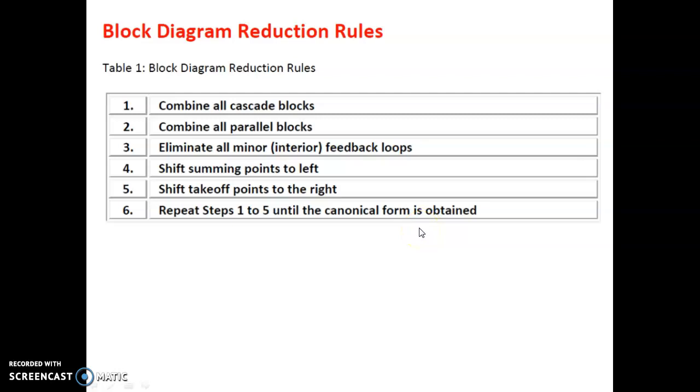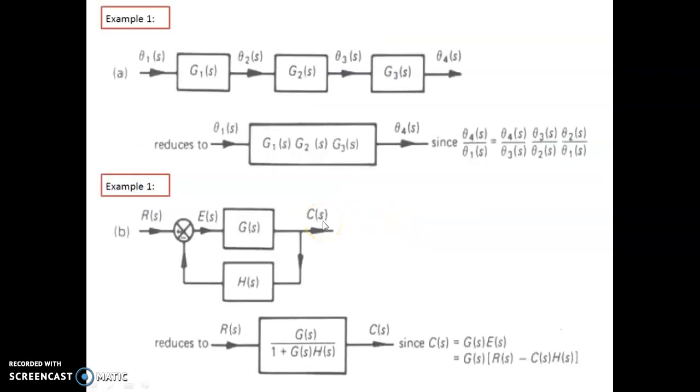Okay, so we'll take one example. We are having theta 1 as the input, theta 4 as the output. In the middle, G1, G2, G3, and theta 2 and theta 3 are the signals. So here we can reduce this. We can multiply, right?